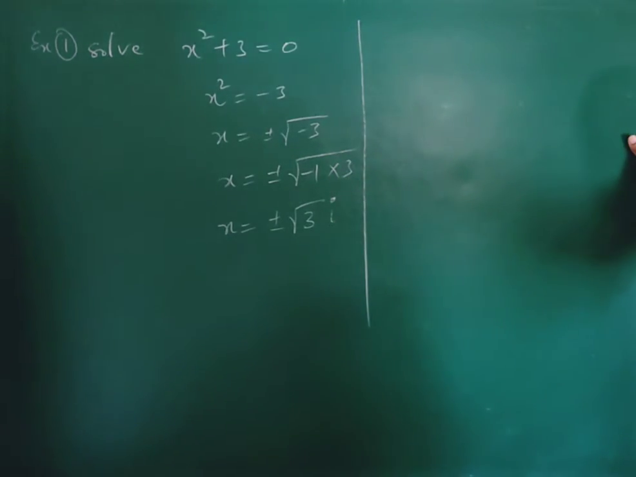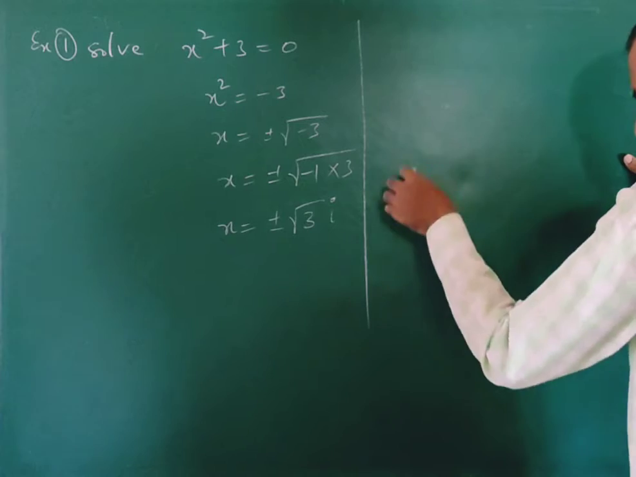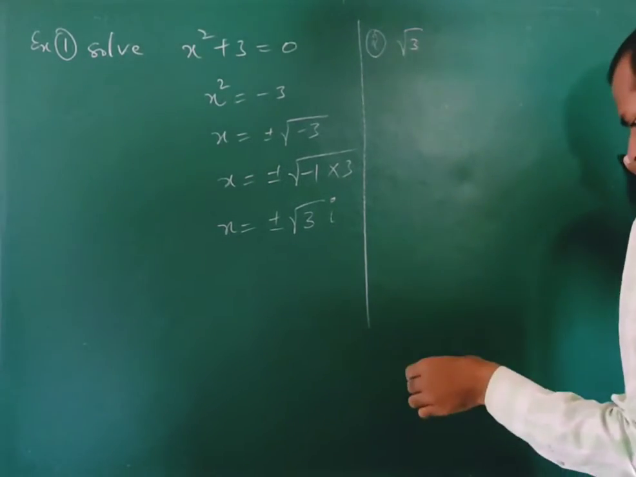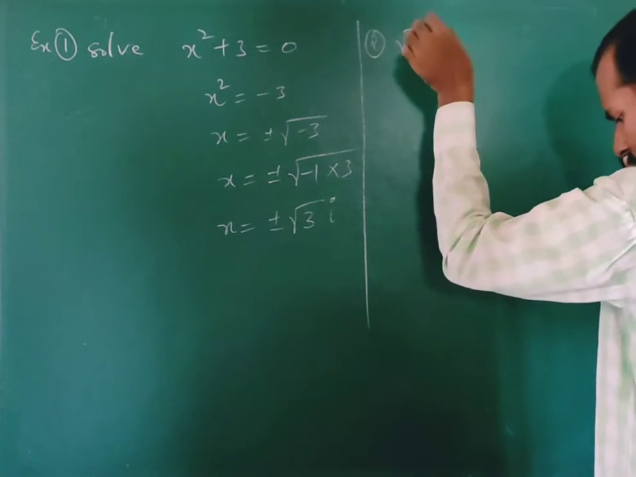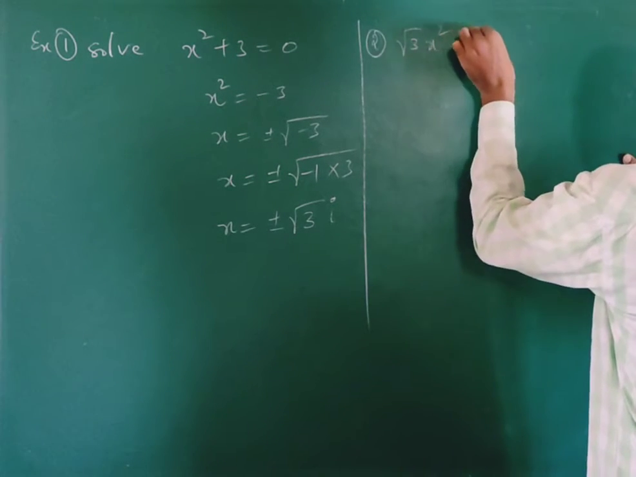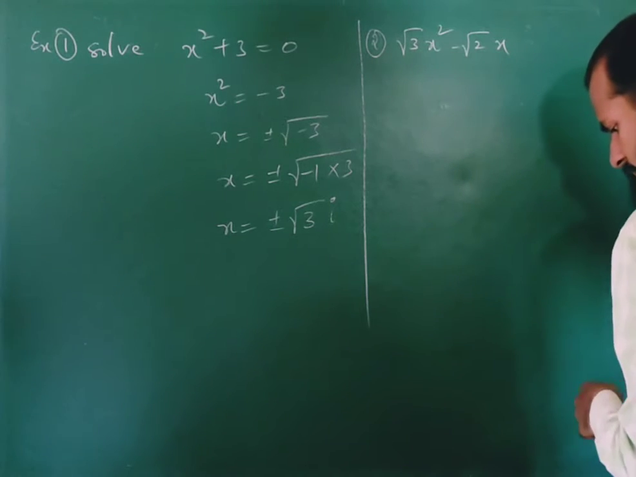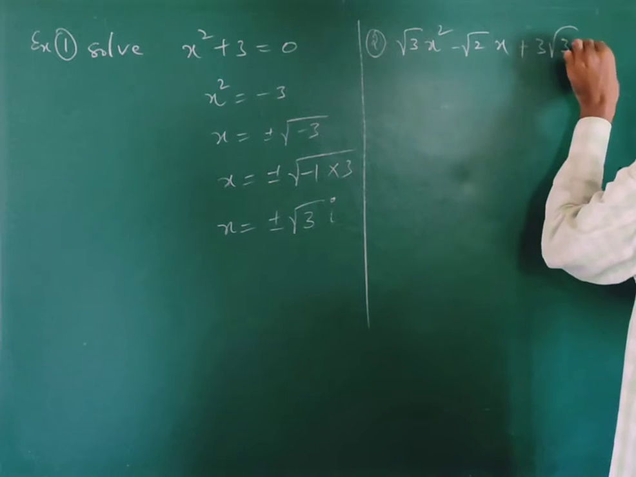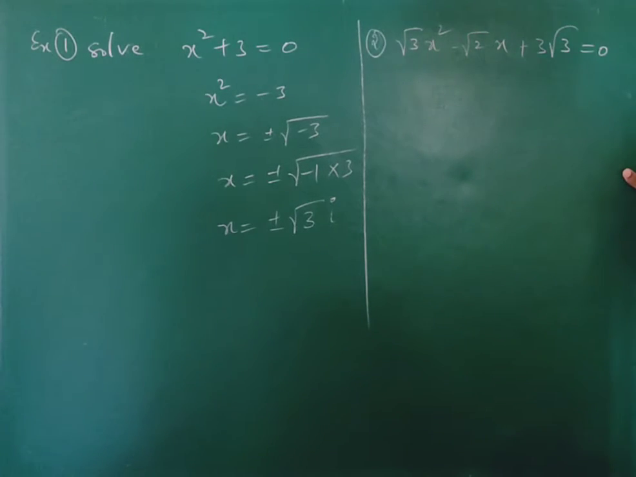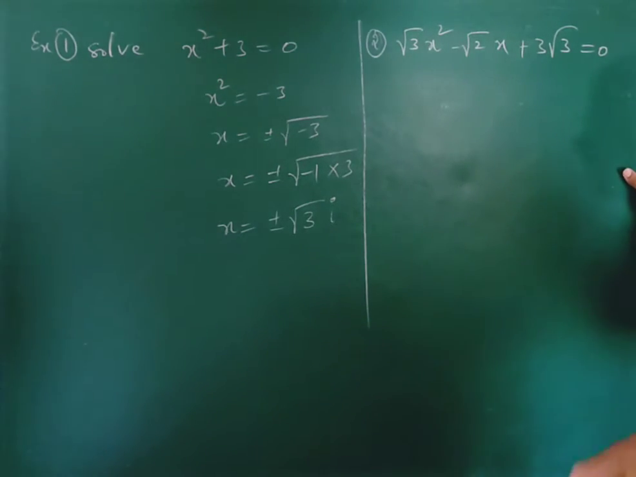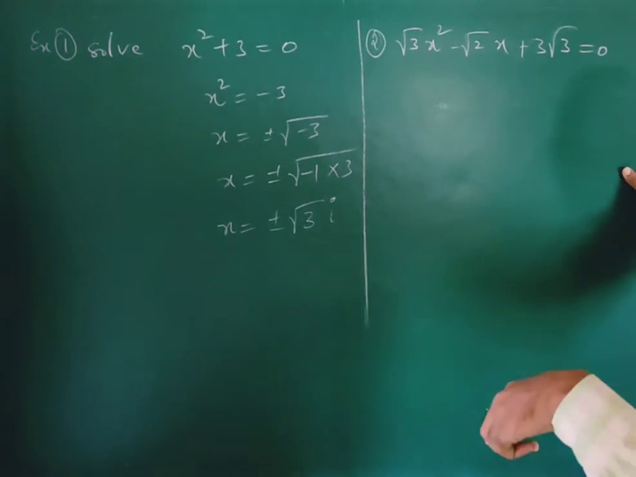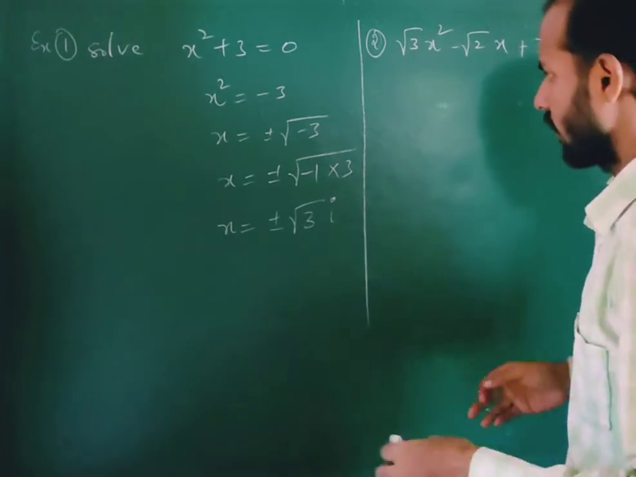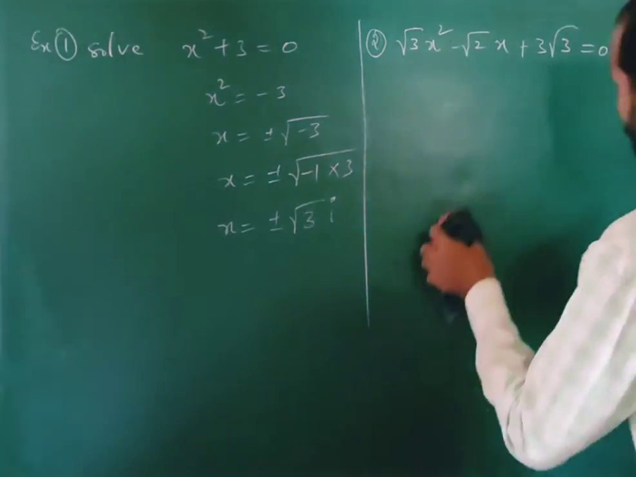Similarly, the second one: root 3 x square minus root 2 x plus 3 root 3 equals 0, right? First we check the discriminant value. I have already explained this in earlier classes, but once again I will explain before going to solve this example.